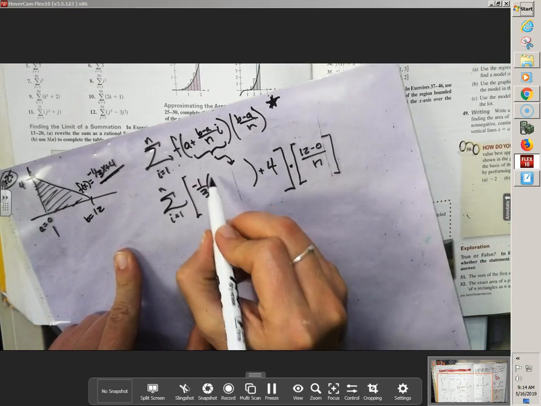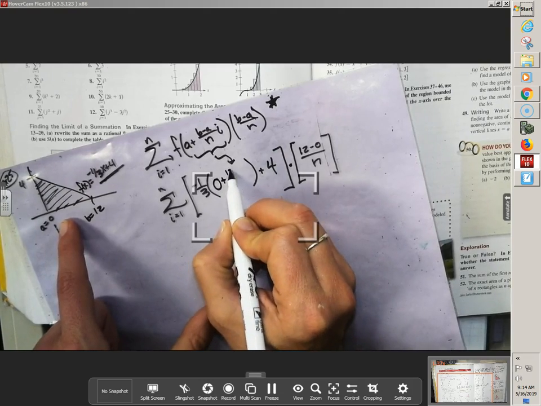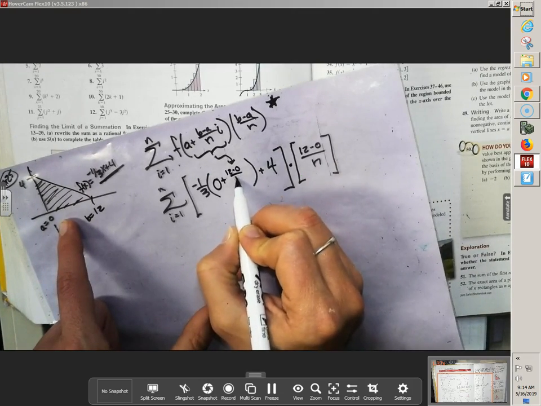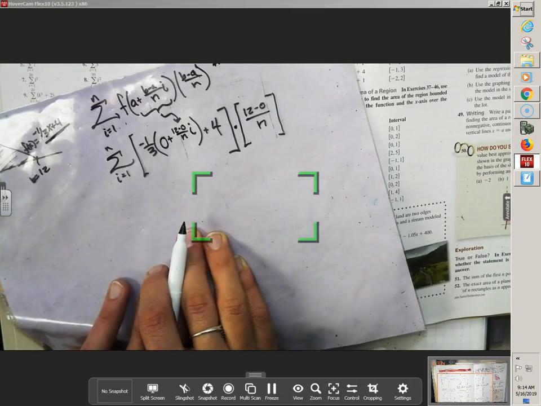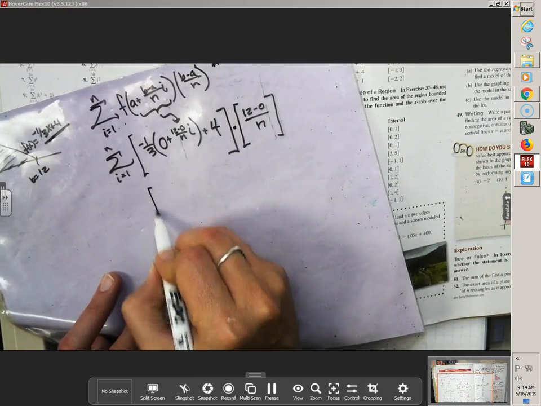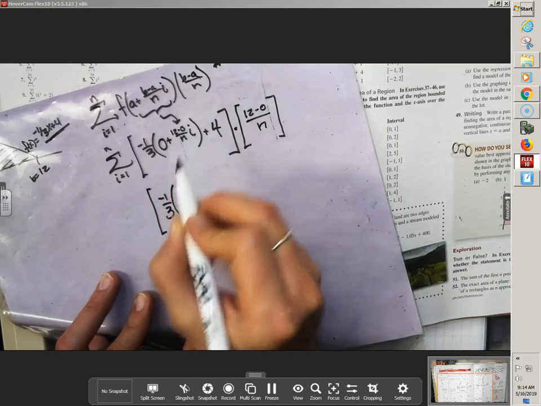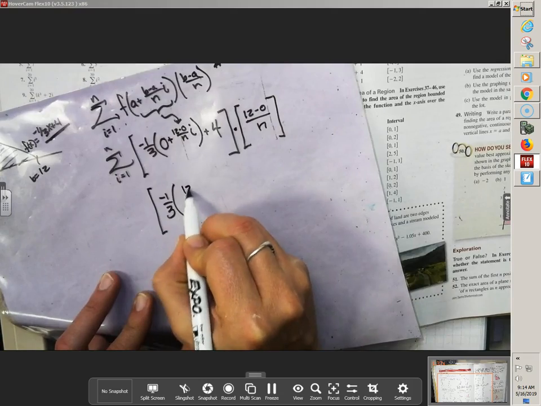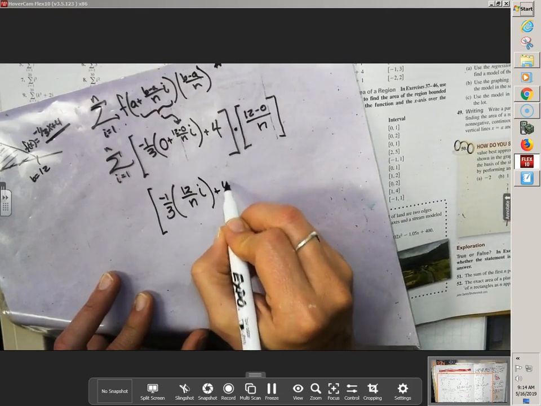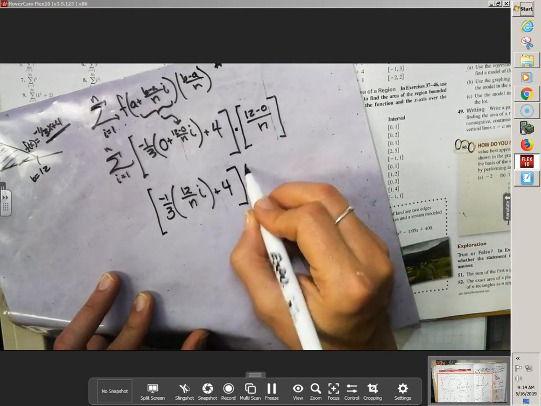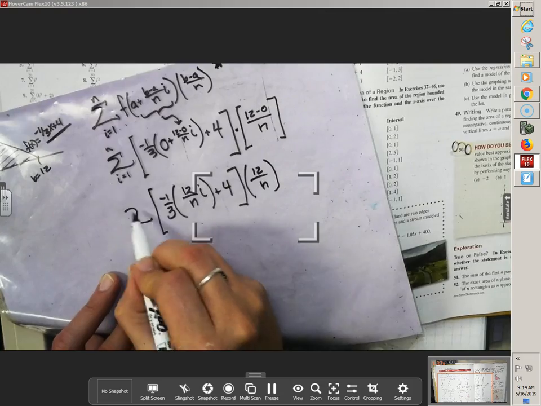And then over here, we're going to have a, which is 0, plus b minus a, 12 minus 0, all over n times I. Now, we're going to simplify this just a little bit, just to make it easier to put into our calculator. So we're going to end up with negative 1/3 times 0 plus anything is itself, 12 minus 0 is itself, so we're going to have 12 over n times I, plus 4, all times 12 minus 0 is just 12, all over n, with our sigma out here.